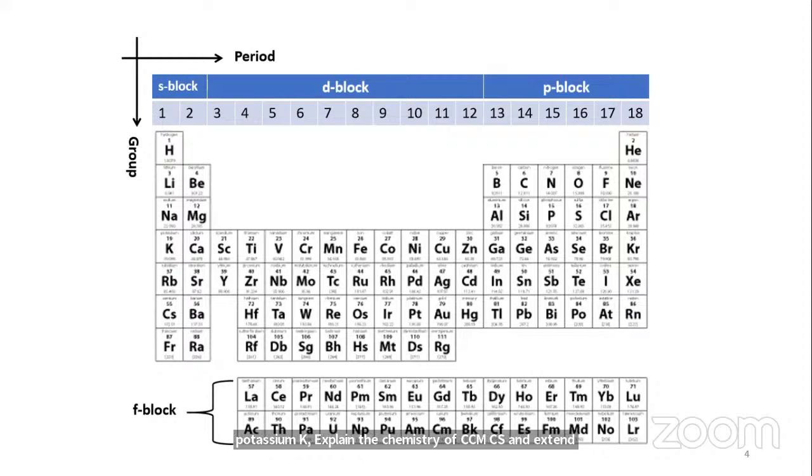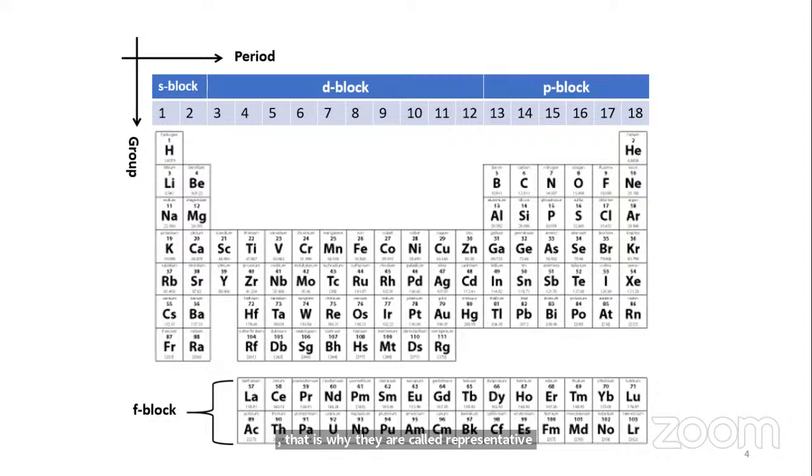Similarly, for the P block, if I know the chemistry of oxygen, I can use it to explain the chemistry of sulfur, S. I can use it to explain the chemistry of selenium, Se. I can use it to explain the chemistry of tellurium, Te. I can use it to explain the chemistry of polonium, Po. That is why they are called representative elements.